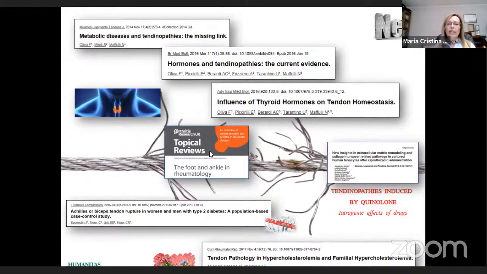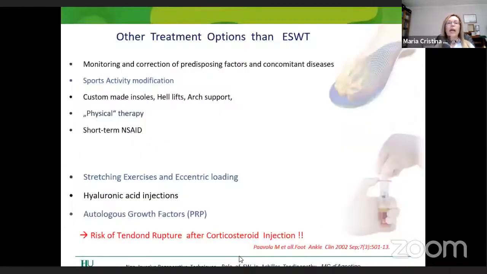We have to recognize if our patient has a history of rheumatic disease. Sometimes the tendinopathy is the first clinical sign of a rheumatic disease. So we have to be able to recognize it, but also keep in mind that, for example, tendinopathy is induced by quinolone and some other metabolic diseases like diabetes and hypercholesterolemia.